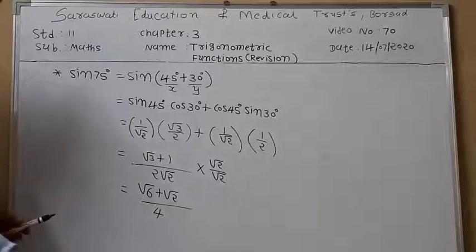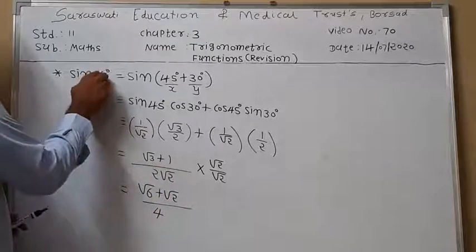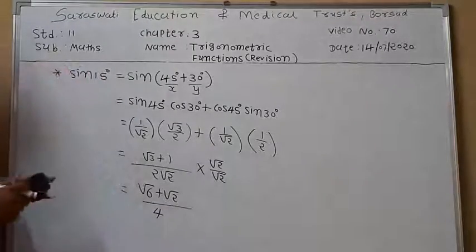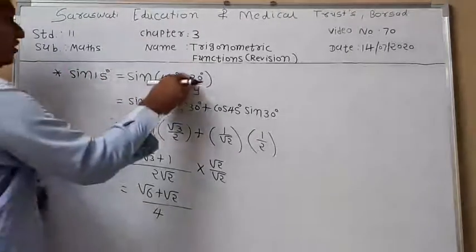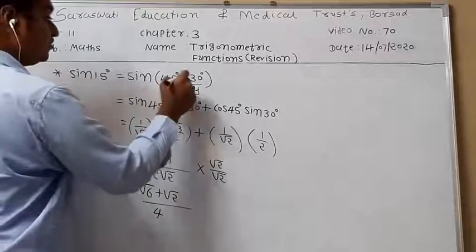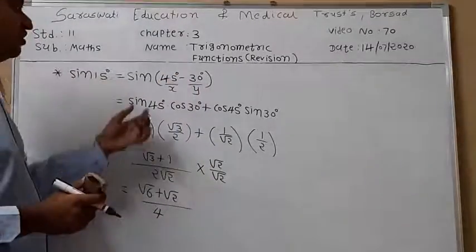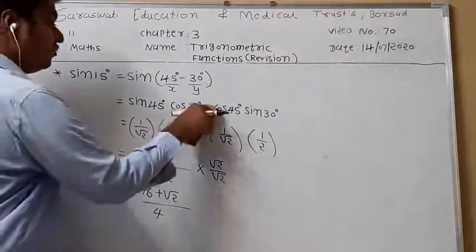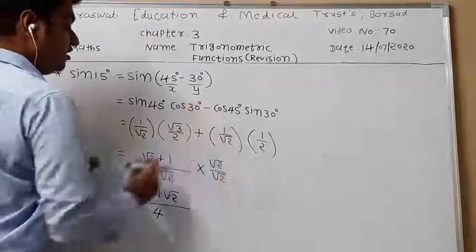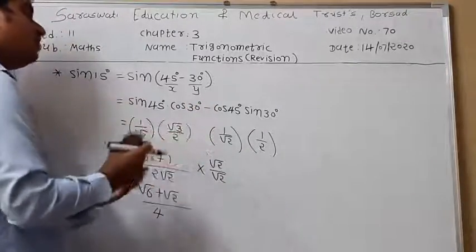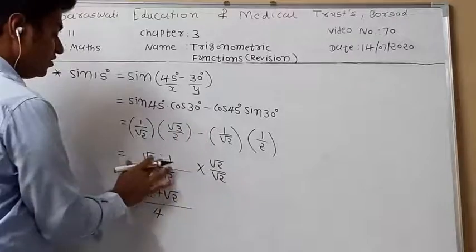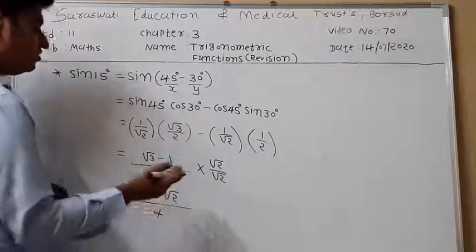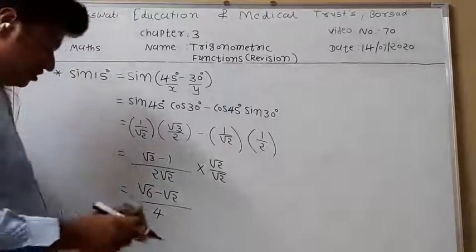Suppose in place of sin 75 degree, sin 15 degree is present. How can we work it out? Here, the same method and process apply. In place of 15 degree we write 45 minus 30 degree. Now here there is a minus sign in between, so the formula also has a minus sign; the remaining terms we write the same, with plus in place of the minus sign. So we get the answer. Clear? Okay.